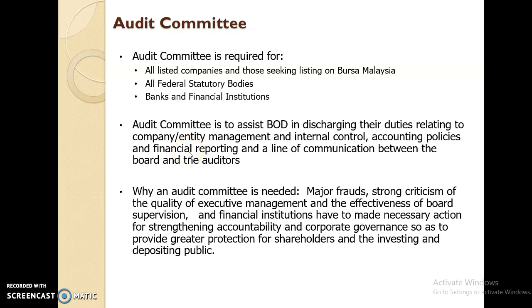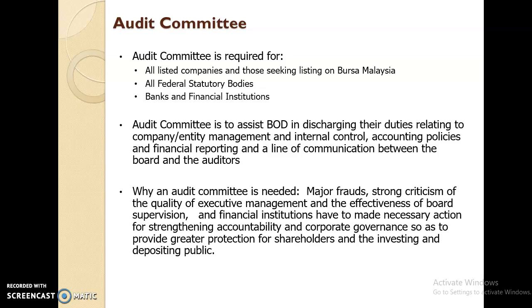So it is desirable that one of the audit committee or the board of directors be someone who is well versed in accounting or financial management. Okay, this is the reason why the audit committee is needed. Due to major fraud, strong criticism of the quality of executive management and the effectiveness of board supervision, and financial institutions have to take necessary action for strengthening accountability and corporate governance, so as to provide greater protection for shareholders and the investing and depositing public.